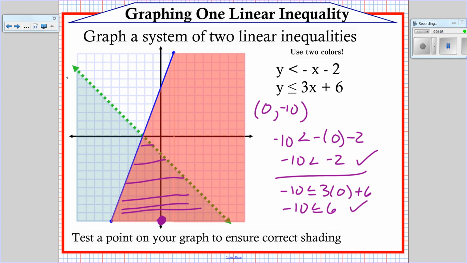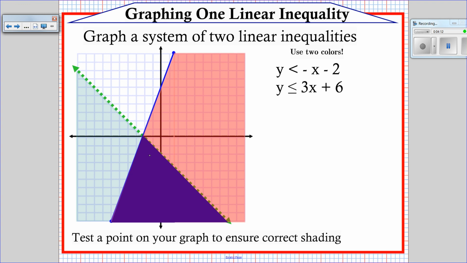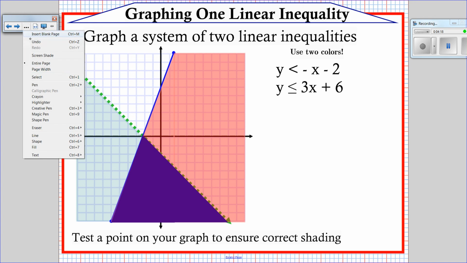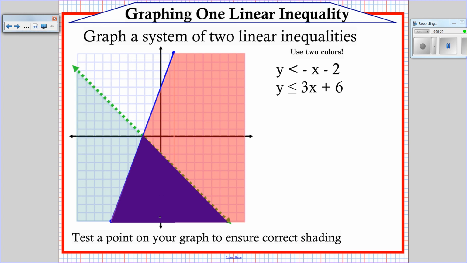Now, kind of like I've done here, I'm going to shade over that to indicate that this is the region that works. And any point anywhere in that region is going to work and satisfy my inequality. So I tried 0, negative 10, but certainly any other point in here would satisfy both of those inequalities at the same time.